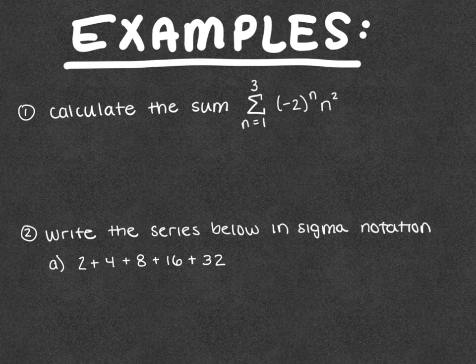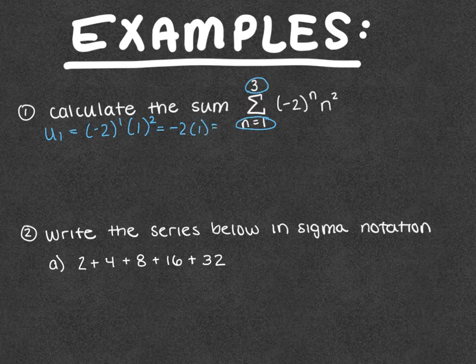So let's go through a couple of examples. Pause the video and try them on your own, and then let's see how you do. So in this first one, we're calculating the sum of this series, and it says we're starting with the first term and we're stopping at the third term. So I'm first going to find each of those terms. So my first term is going to be negative 2 to the first times 1 squared, which would just be negative 2 times 1, or just negative 2.